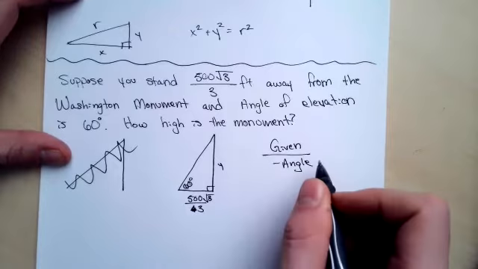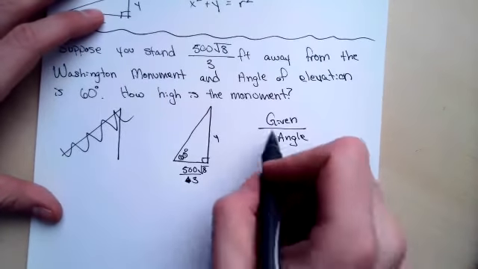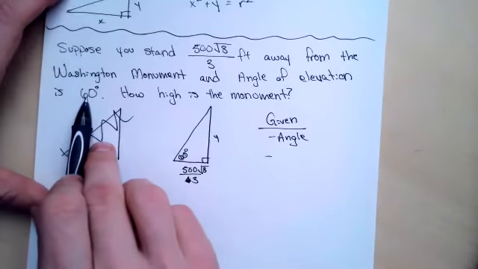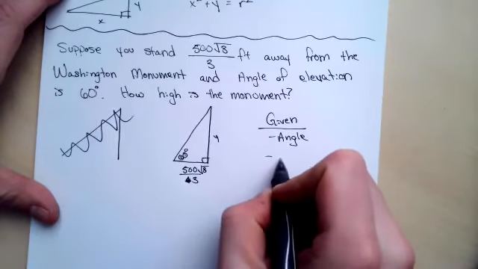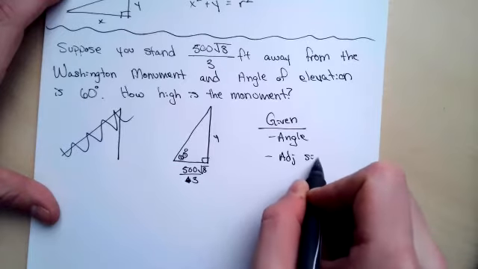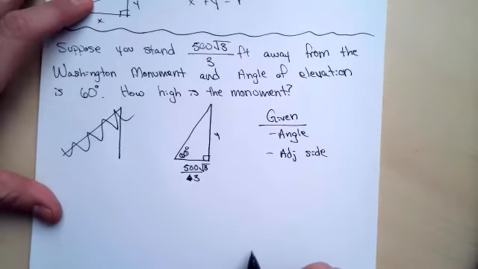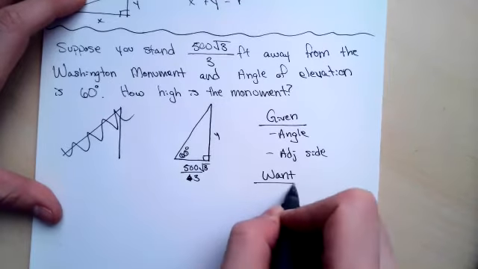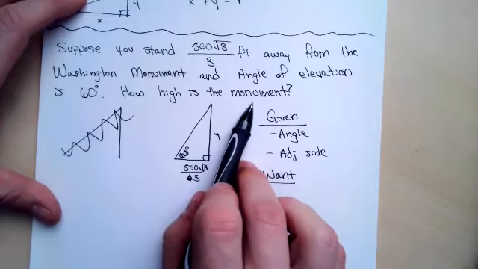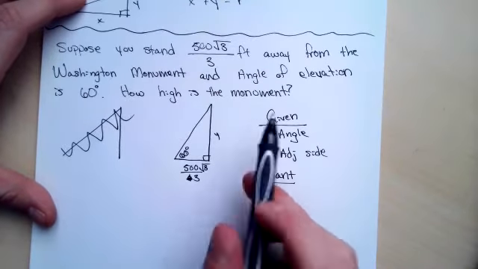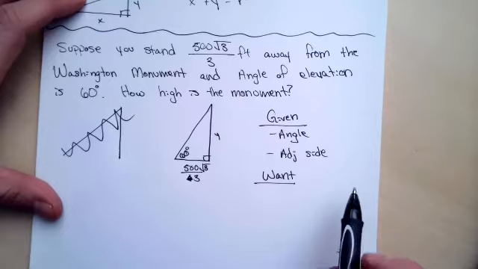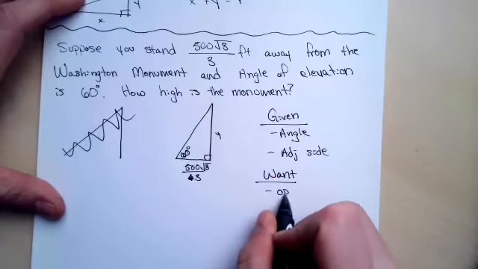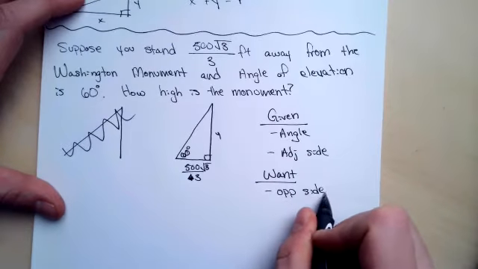So some things you can always do to set up your word problems. Once you've drawn a picture, sometimes it's nice to write down things you are given. We're given an angle, and then we are also given the adjacent side relative to that angle. And what do we want to find? Almost always the last sentence in any sort of word problem is the question, what we want to find, what they want you to solve for. How high is the monument? And we labeled it as y. Relative to the angle given, it's the opposite side.